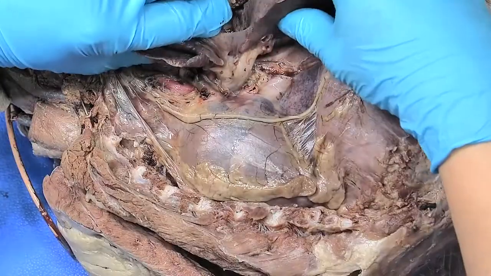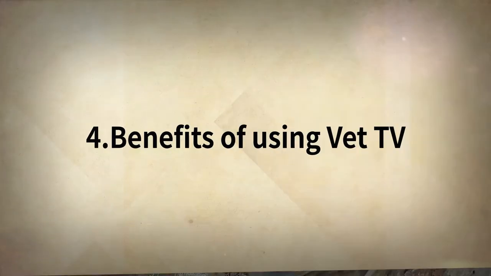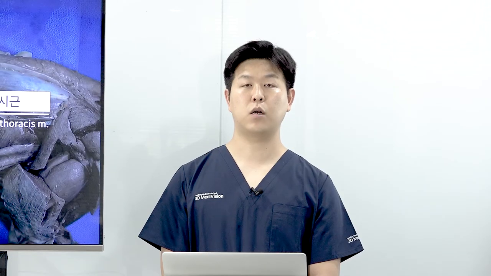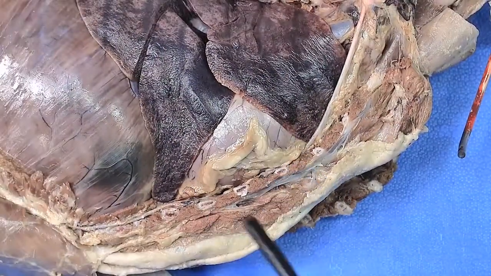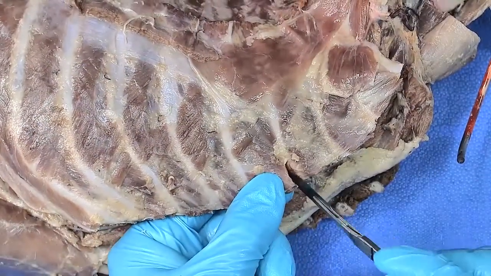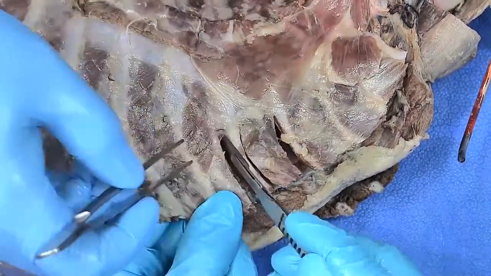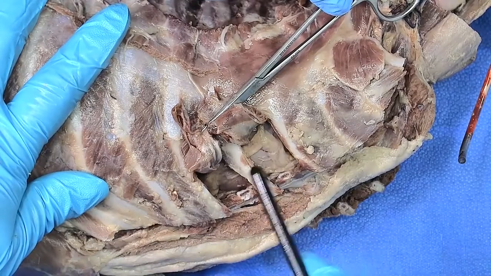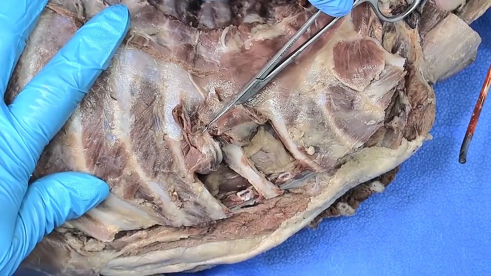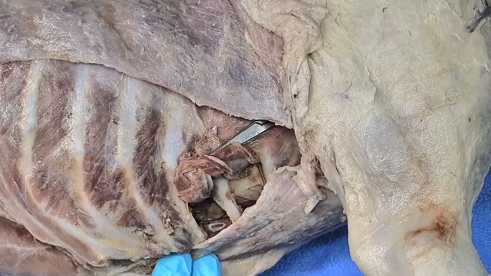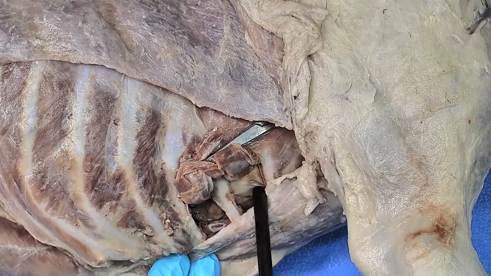Vet TV has many advantages during education. First, education through video increases students' sense of immersion. For example, you can see the cardiac notch right here. By recalling the thoracic wall and adding a section to check the cardiac notch, we want to show you where you could access the heart and what it means to study. As expected, these features of the video will raise student interest in anatomy and induce active learning.